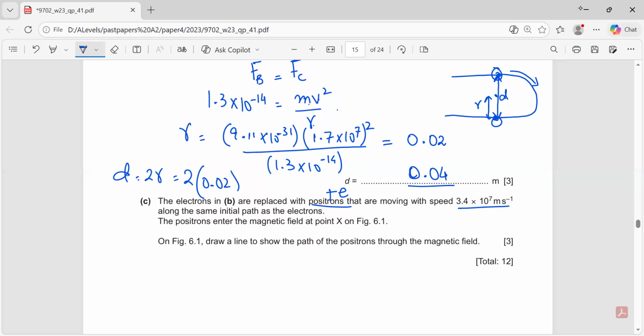Along the same initial path, the positron enters the magnetic field. Draw a line to show the path of the positron. और ये 3 marks की लाइन है. तो हमें पता है कि एक तो पाथ बताना है, और दूसरा हमें पता है कि जो फोर्स होती है वो किस चीज पर डिपेंड कर रही है, qvB के ऊपर. तो चार्ज भी सेम है, B भी सेम है, बट स्पीड यहाँ पर ज्यादा हो गई है. सो हमारे पास फोर्स भी ज्यादा लगेगी. When force is going to be more, so distance is also going to be more.